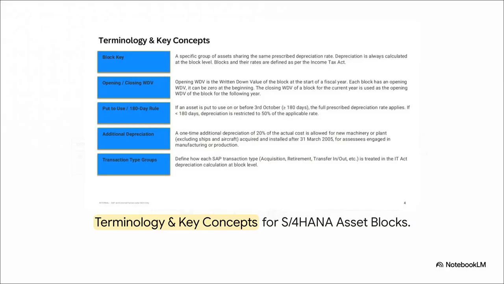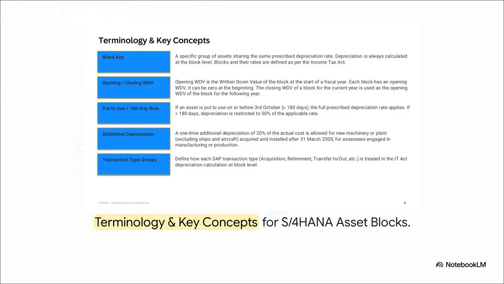All right, Section 3, Mastering Block Keys. Now, it's fascinating how block keys elegantly link to their legally prescribed rates. A block key is, simply put, a specific group of assets sharing the exact same tax depreciation rate. The SAP localization natively understands that transactions, like acquisitions, retirements, and transfers, need to be treated differently in the IT Act depreciation calculation at this block level.